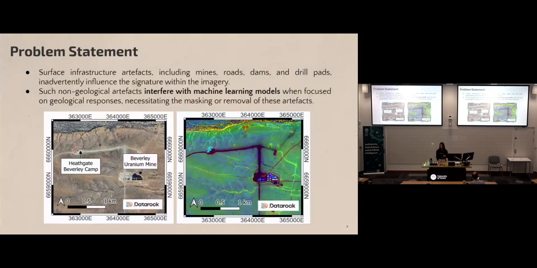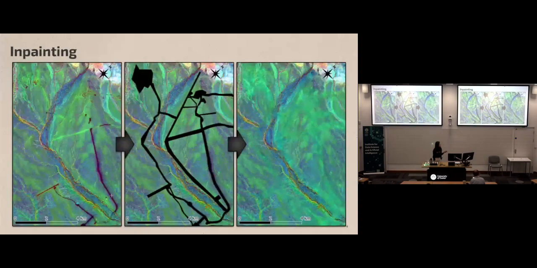Such artifacts cause machine learning models to give us abnormal predictions. We have to remove these artifacts before we apply our machine learning models. Removing or masking is a solution, but an ideal solution would be to remove these artifacts and then replace them with realistic data. And that's the objective that we have in this project.